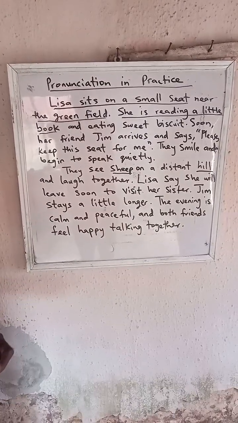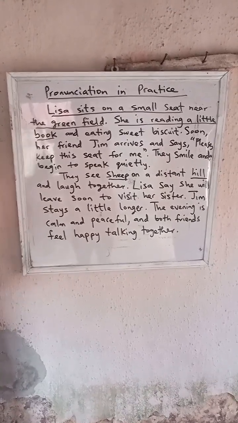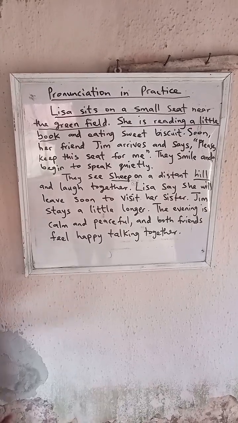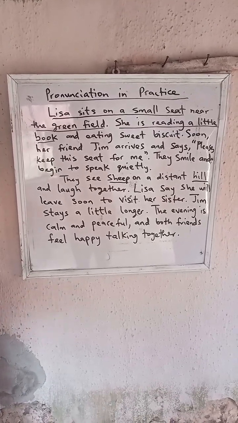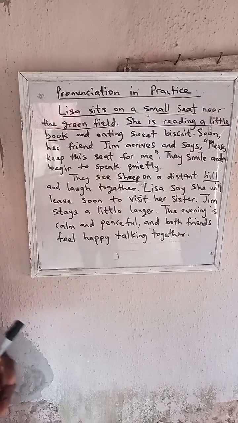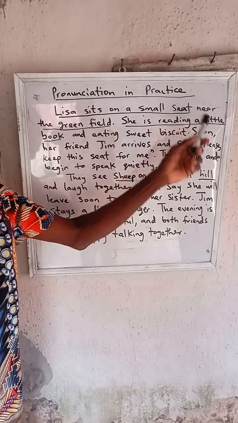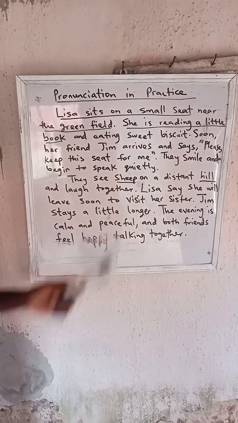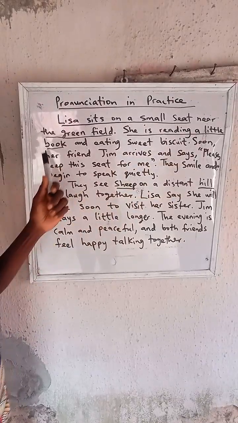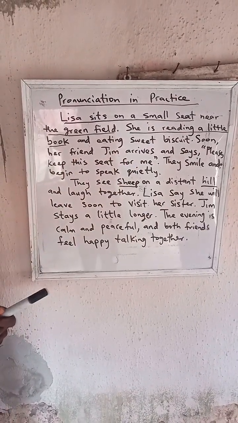Okay, I want you to read it after me and pronounce it the same way I'm going to pronounce it, making use of connected speech, intonation, stress, and reduced speech. So say it after me the same way I pronounce it. Lisa sat on a small seat near the green field. She's reading a little book and eating sweet biscuits.